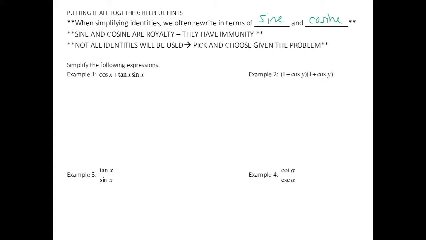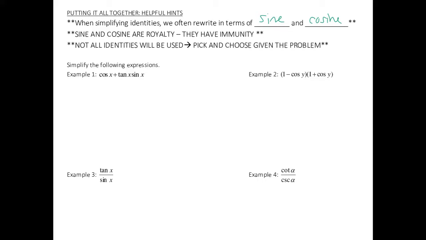And we traditionally go to sine and cosine because they're the basic two trig functions. That being said, we treat sine and cosine like royalty. They have immunity, meaning we don't touch them. Unless you absolutely need to convert a sine or a cosine to something else, we typically leave them alone.